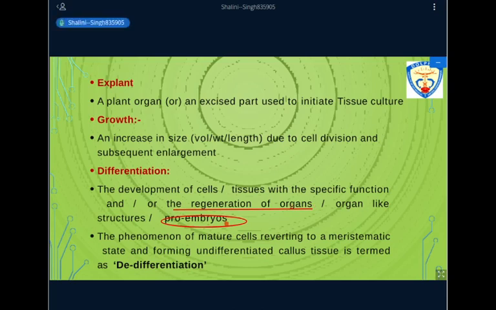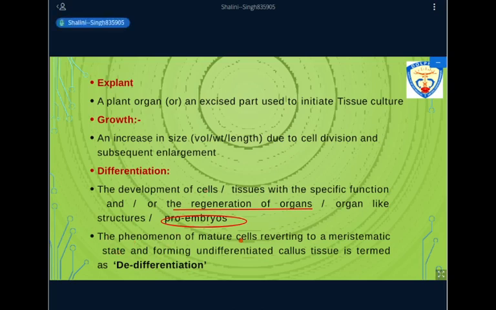Whereas in embryogenesis, the root and shoot development will happen simultaneously. That is the main difference between organogenesis and somatic embryogenesis. So that's how we do the differentiation. Differentiation, making these cells develop into different parts of the plant. That is known as differentiation.